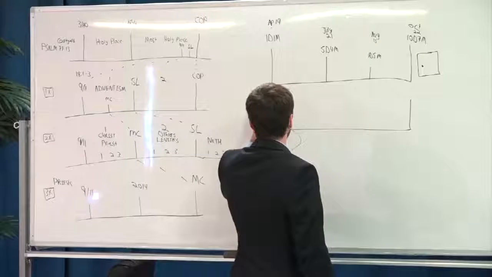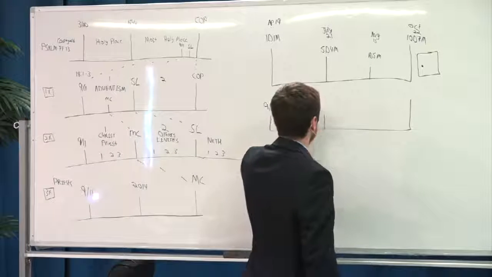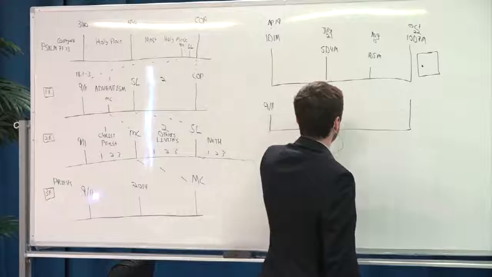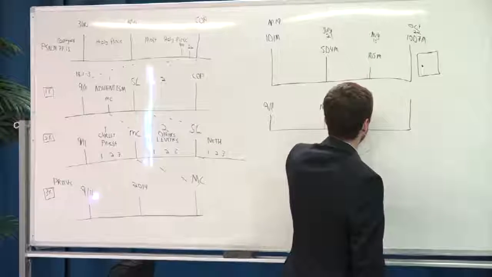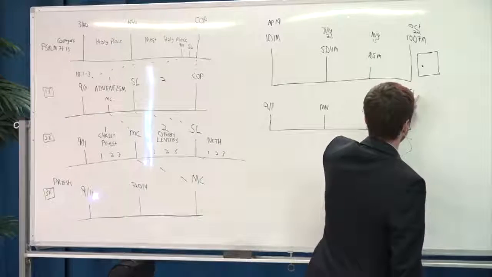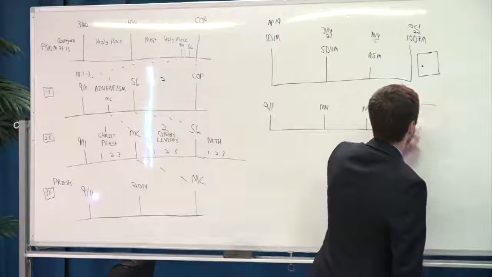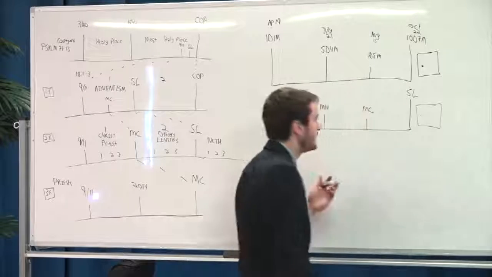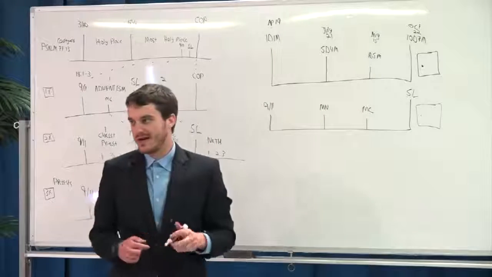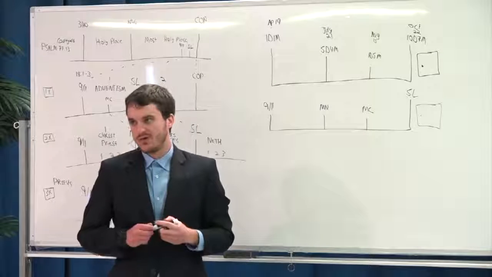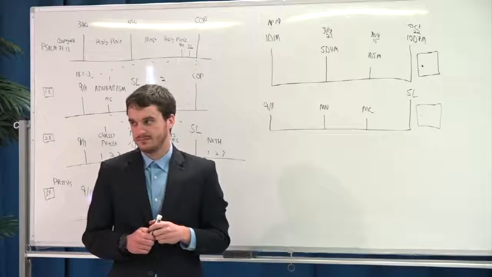This is 9/11. This is midnight. This is the midnight cry. And this is the Sunday law. Now, my question for you is, what level are we looking at? Who are we looking at? What group of people? Who?